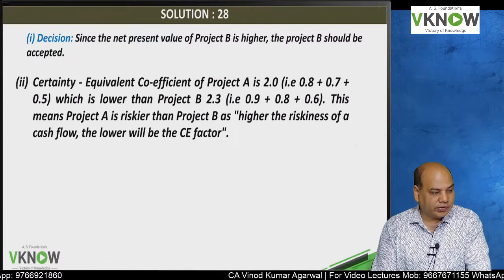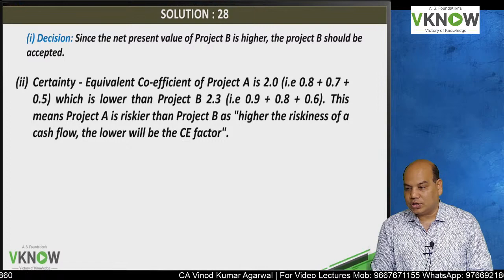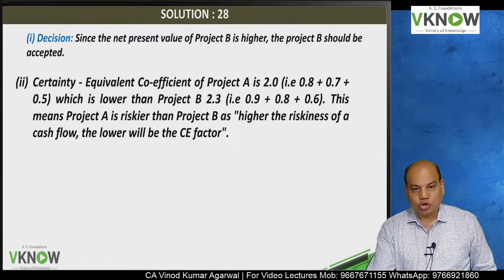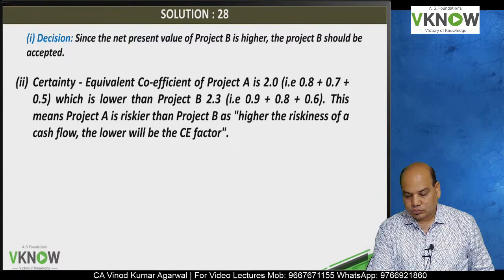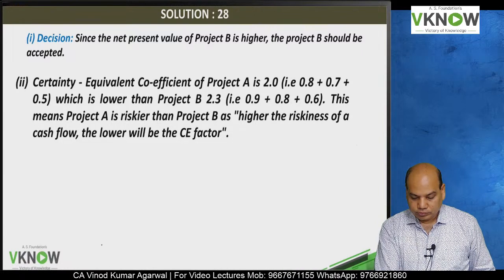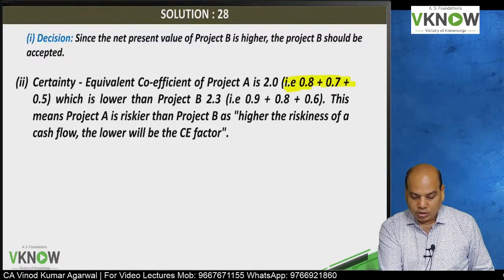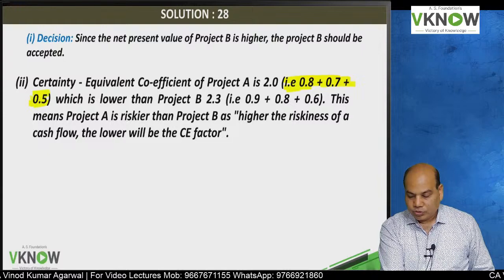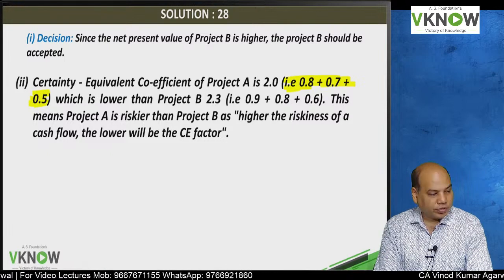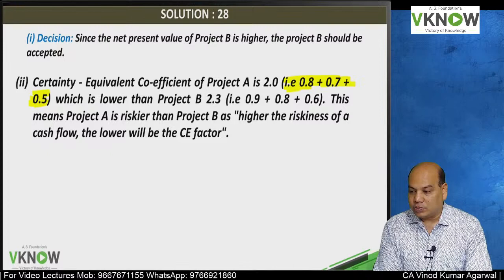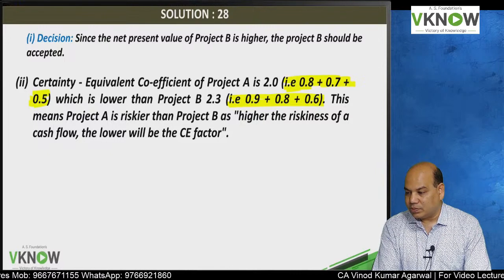The second answer is which project is riskier. Write down for that part: certainty equivalent coefficient of project A is 2.0. How has this 2.0 come? Write in the bracket, that is 0.8 plus 0.7 plus 0.5, which is lower than project B's 2.3. How has this 2.3 come? Write in bracket, that is 0.9 plus 0.8 plus 0.6.